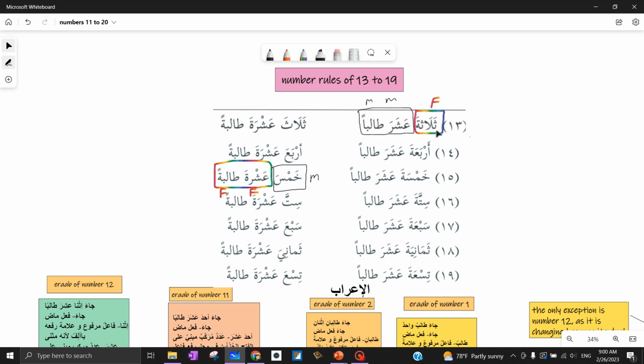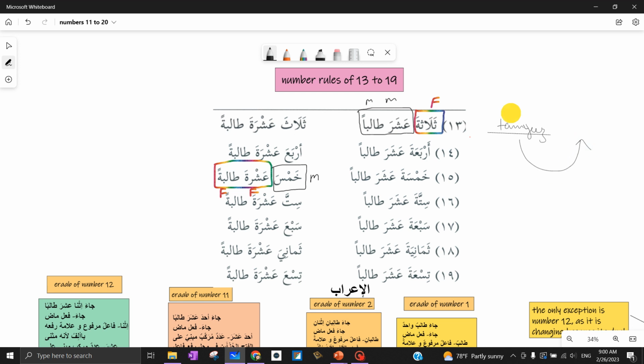So let's see. Thalatha, it is feminine. Ashara taliban, it is male. So whenever you do the number, always check for the tamiz first. First of all, write down the tamiz. Whatever the tamiz is in gender, that will be your clue to find out the number.